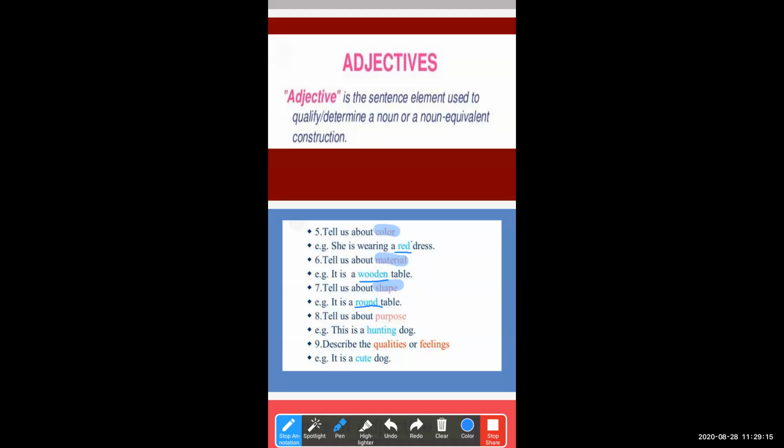Tell us about purpose. Okay, this is a hunting dog.